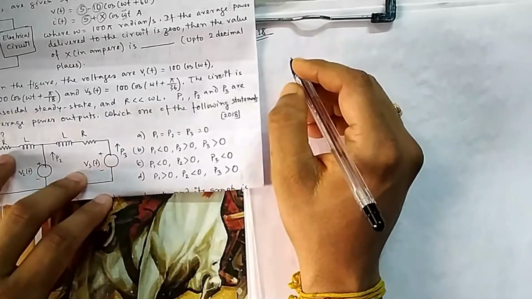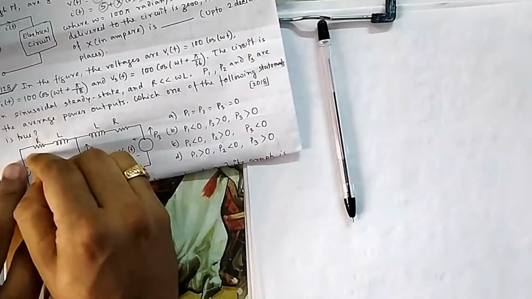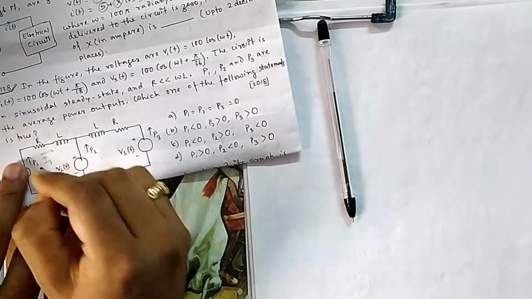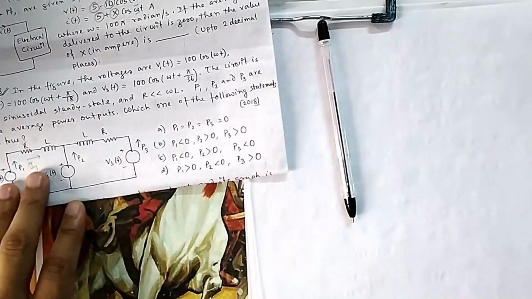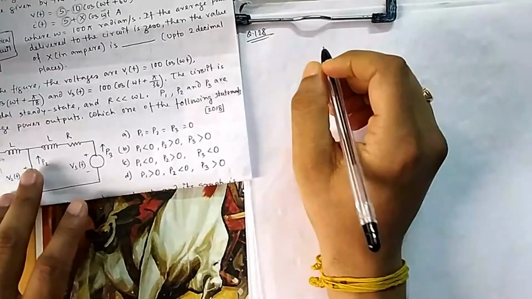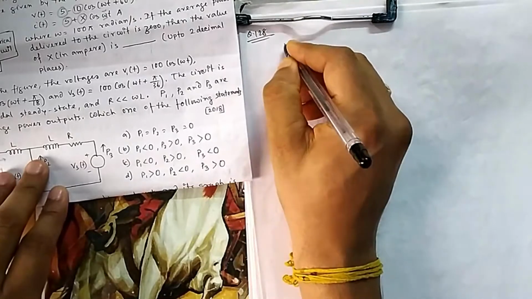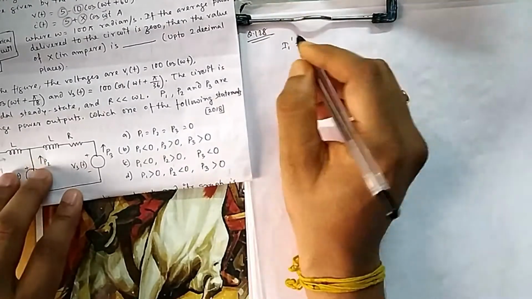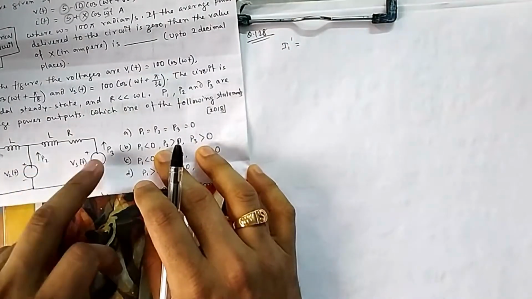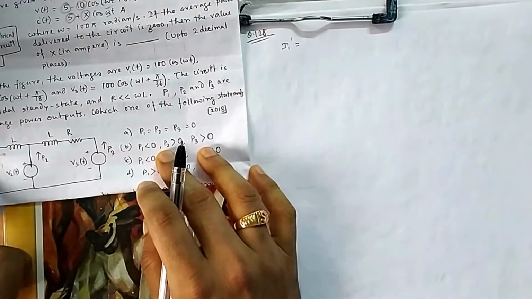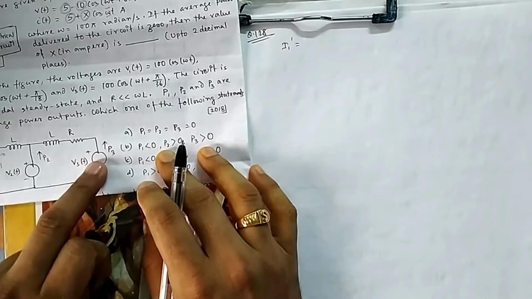Suppose I consider this current as I1. Let me calculate I1 by applying superposition, because we cannot take all three at a time. We can, but it will take some time. So let us calculate I1 dash, I1 double dash, and I1 triple dash. Dash means only this source, double dash means only this one, and triple dash means only this one.